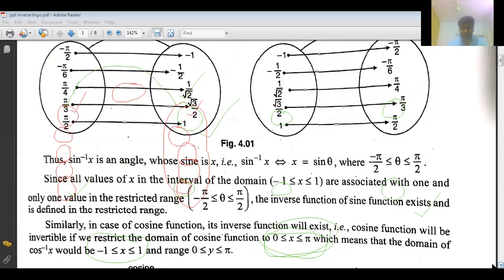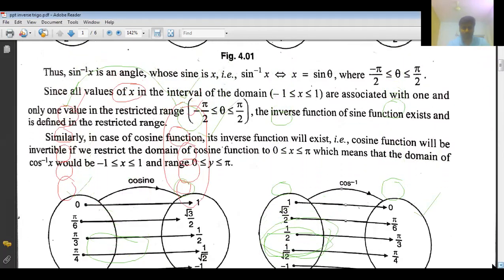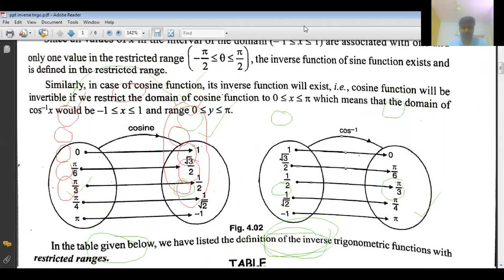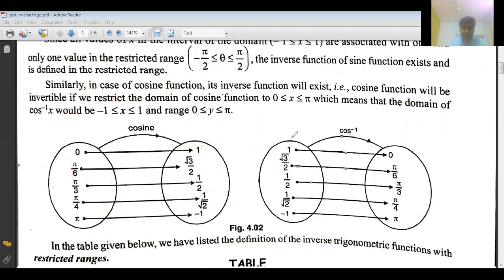Let us go forward in this. See, the cosine function you can observe there. Let me clear all my drawings here. Now the cosine function: cos 0 is 1, correct? Now cos 30 is root 3 by 2. Cos 60 is 1 by 2. Cos 45 is 1 by root 2. Cos 90, in between that, is 0.